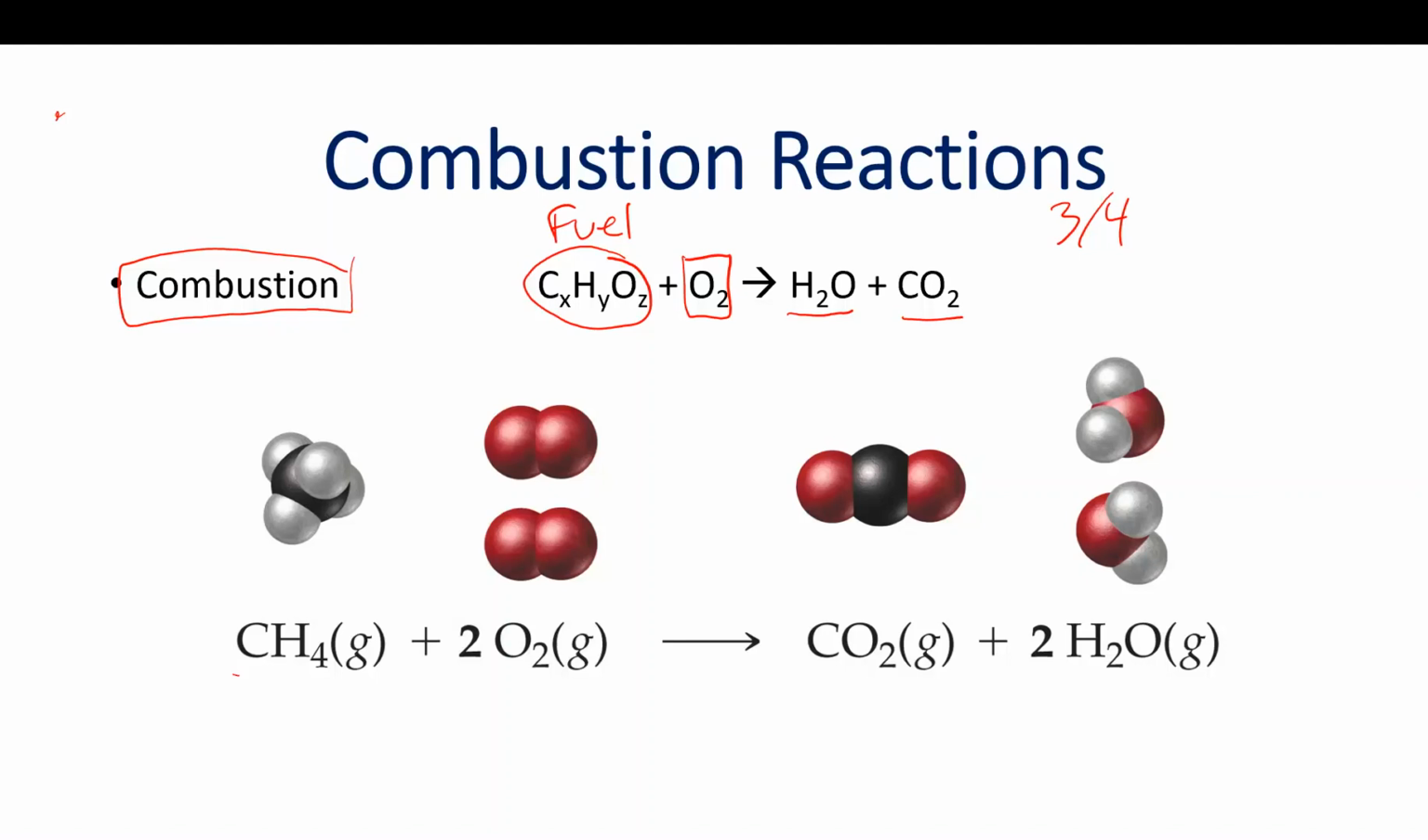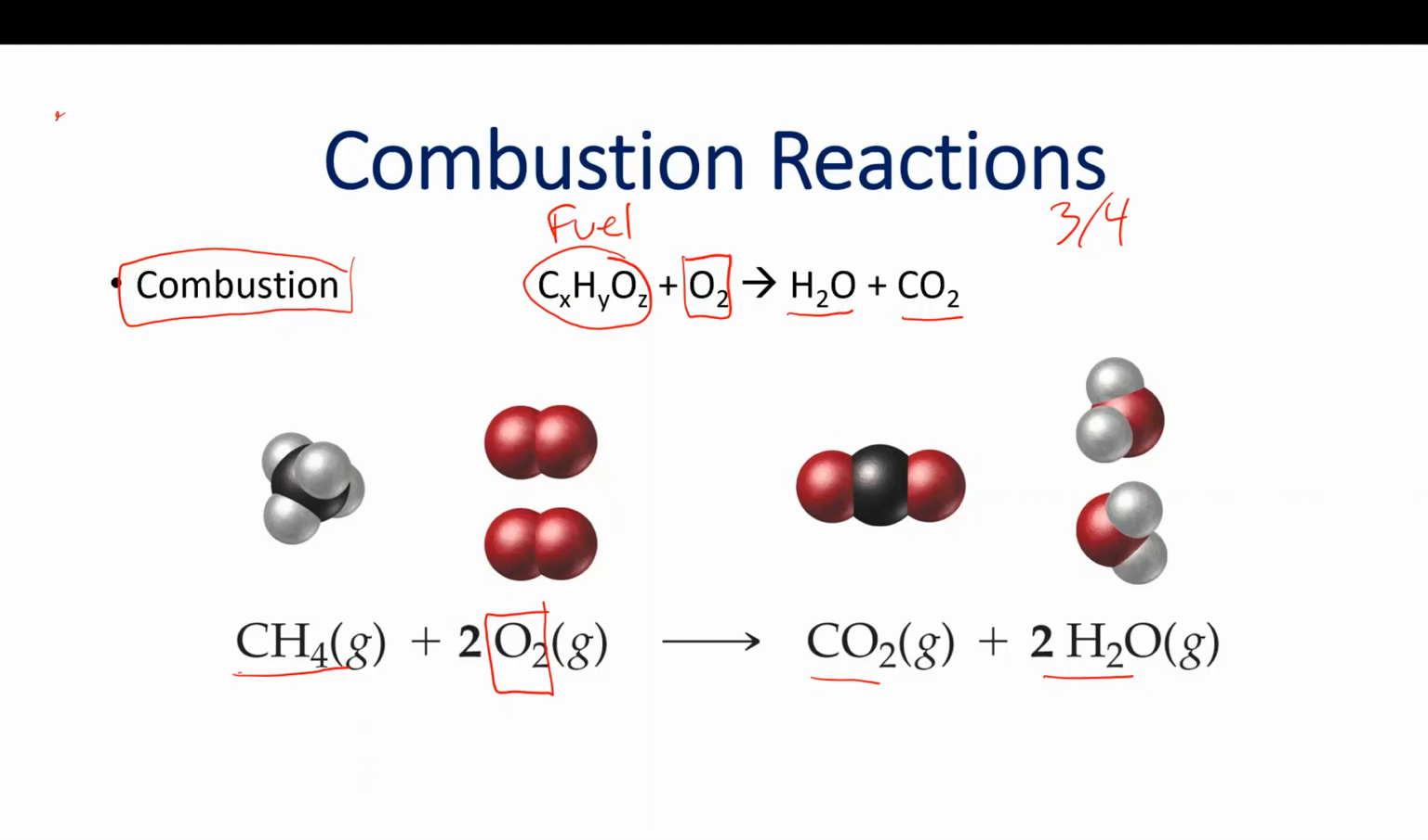So I have a balanced combustion reaction right here. I have the balanced combustion reaction of methane gas. So we see, again, oxygen is one reactant, and we see that CO2 and water are always the products. So what changed? The fuel source. Now methane has the formula CH4.